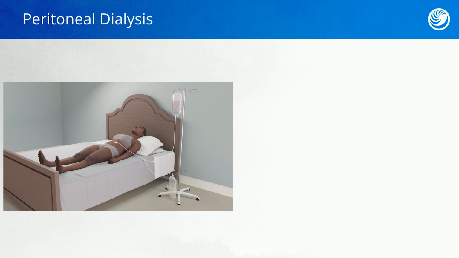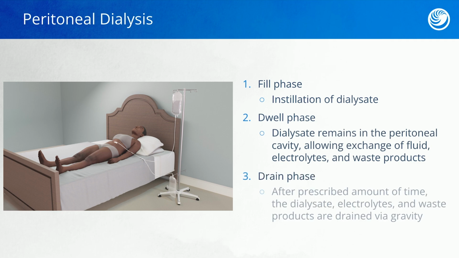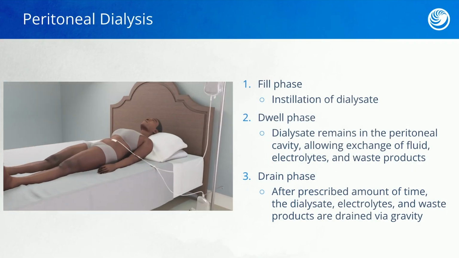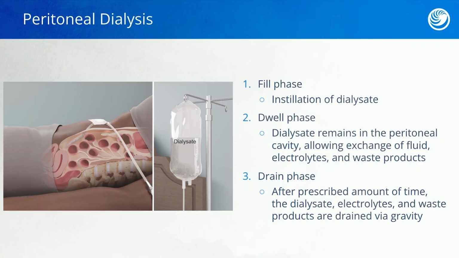When we are performing peritoneal dialysis, there are three phases. There is the fill phase, there is the dwell phase, and there is the drain phase. During each of these phases, it's important that we are following the prescription of what needs to be put in and for how long, and then how long are we going to drain the contents. During the fill phase, this is where we are instilling the dialysate solution. This is prescribed specifically for the client based on what their needs are.